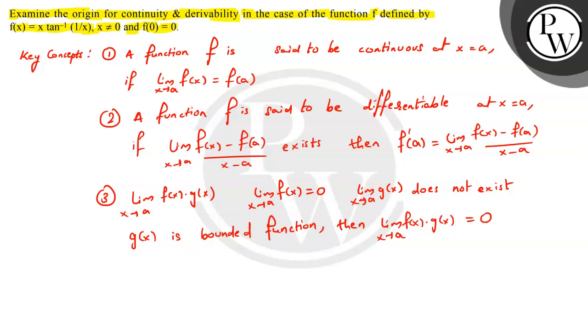Understand, here we have function f(x), limit x tends to a f(x) goes to 0, but function g(x) is a bounded function, and if we multiply those two functions and find the limit, then the limit will go to 0. So with these concepts, let's now start our solution. The function given to us is f(x) is equal to x times tan inverse of 1 by x for x not equal to 0 and 0 when x is equal to 0.